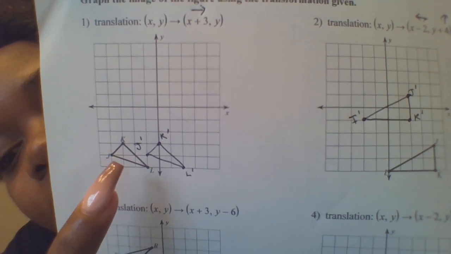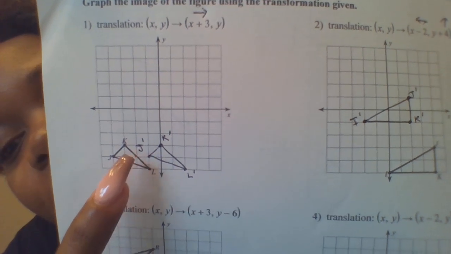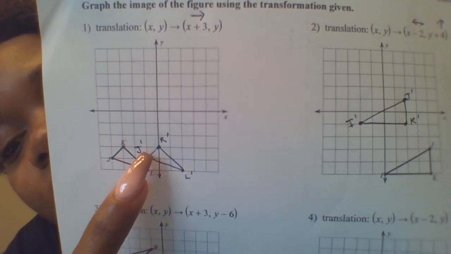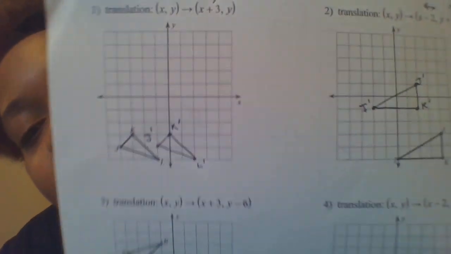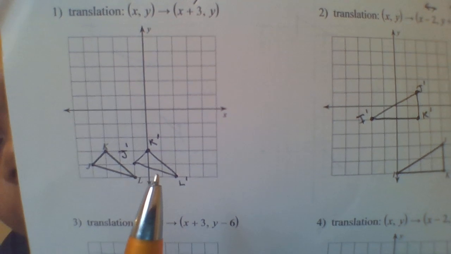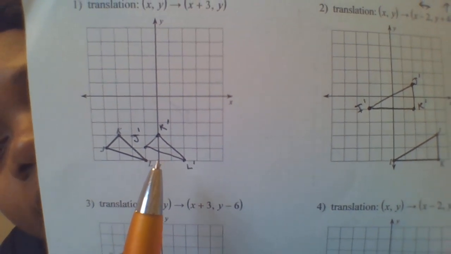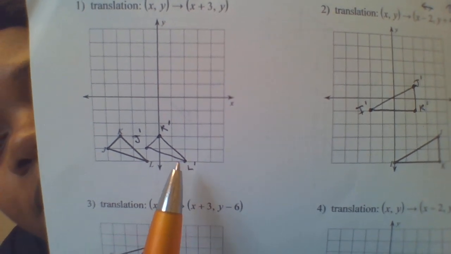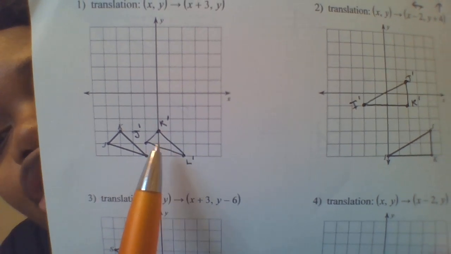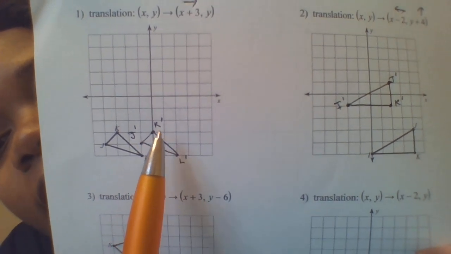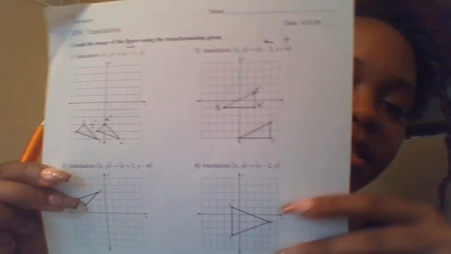So J starts here and it goes right 1, 2, 3 to this point. K begins here. It goes right 1, 2, 3 to this new point, or our image point. We use that vocab, K prime. L, our pre-image point, starts here and goes right 1, 2, 3 to our image point, L prime. We just connected those 3 dots to get our new image, J prime, K prime, L prime. So that's the first translation.